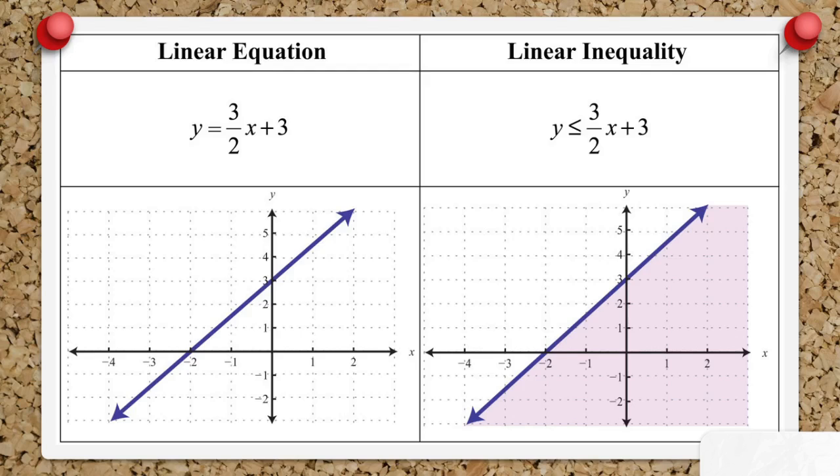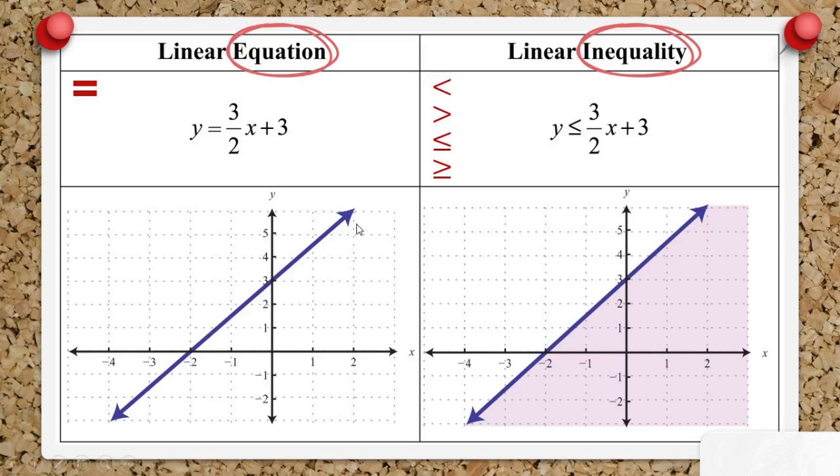Here, let us differentiate linear equation from linear inequality. As you can see, we have two givens. They are basically the same, but they have different symbols or signs. For the equation, of course, we are using the equal sign. For inequality, we have several options, but in our given, we have less than or equal to.